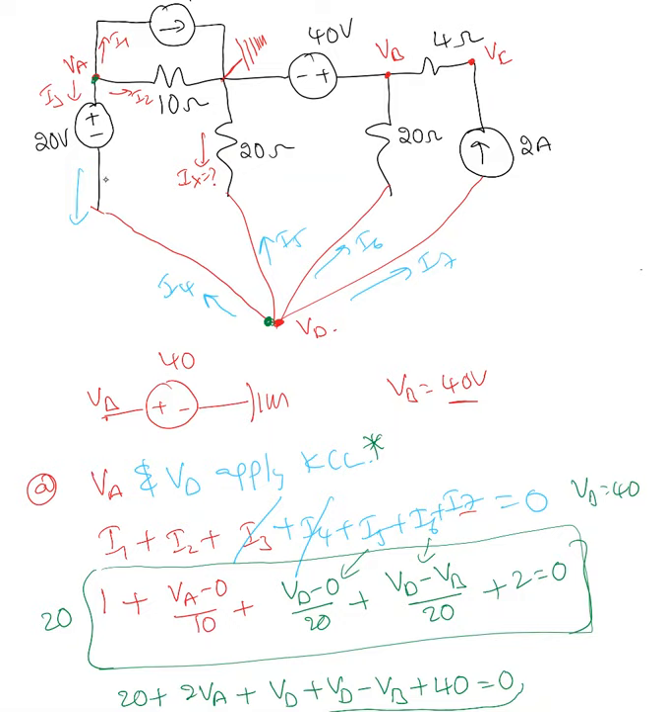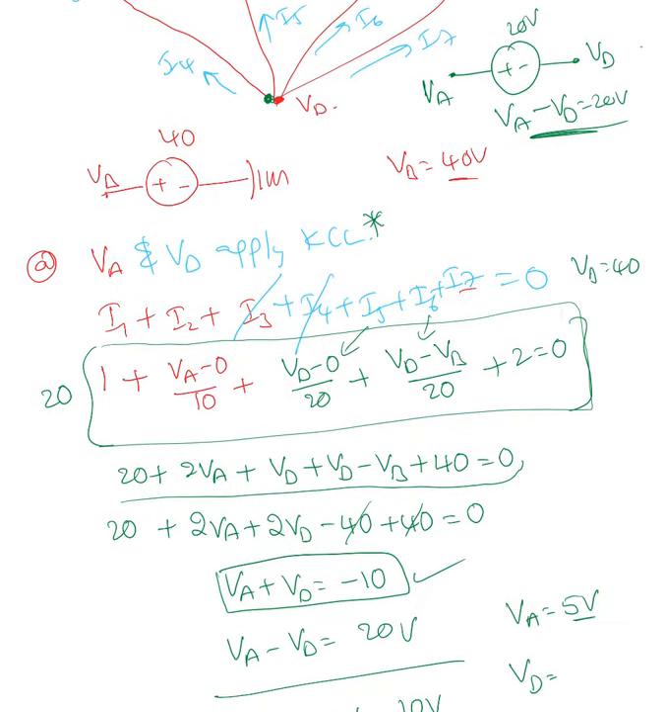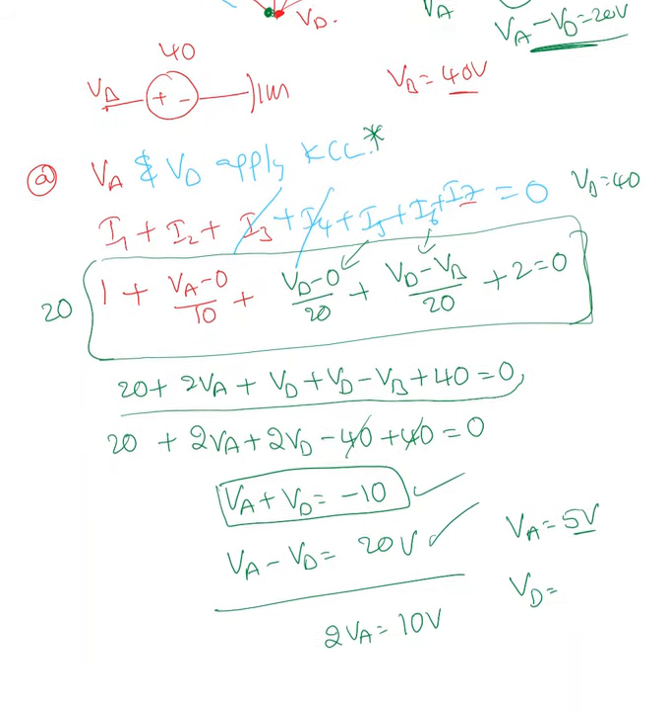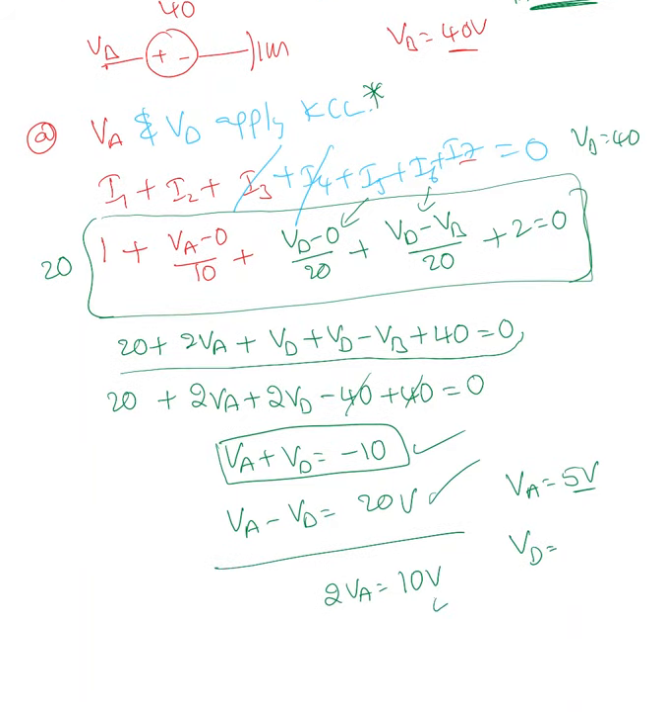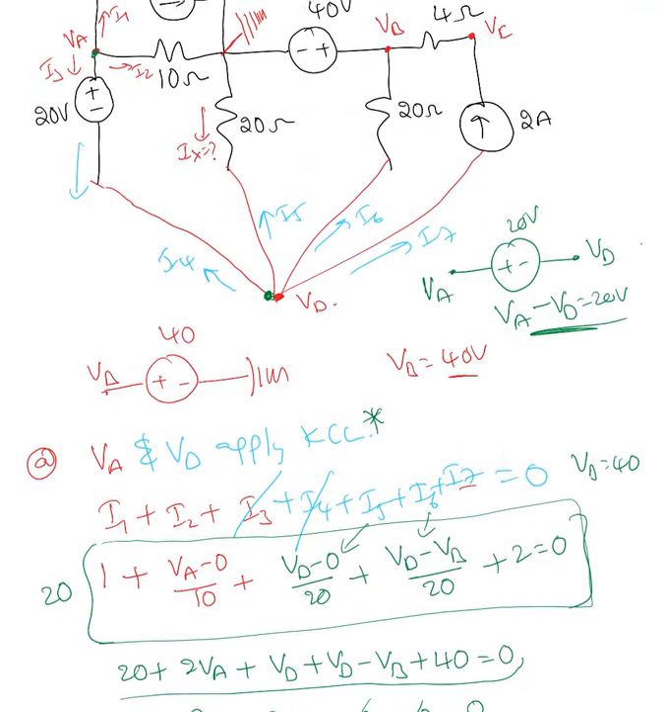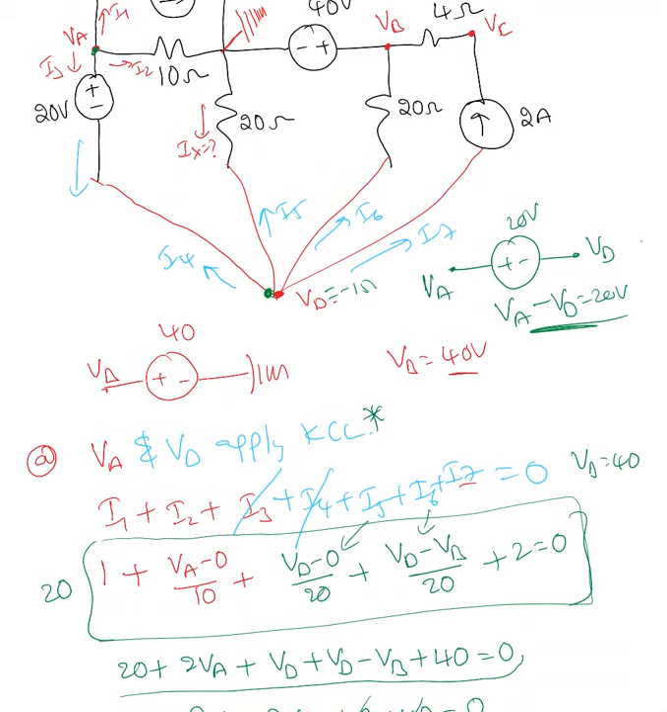Now I have a voltage source between VA and VD. So I have VA, a voltage source, and VD. I can say VA minus VD equal to 20 volt. That's my small equation in the supernodal analysis. So I have VA minus VD equal to 20 volt. Solving these two equations, I end up with VA equal to 5 volt and VD equal to, if I substitute 5 here, minus 15 volt. So I have the VD value as negative 15 volt.